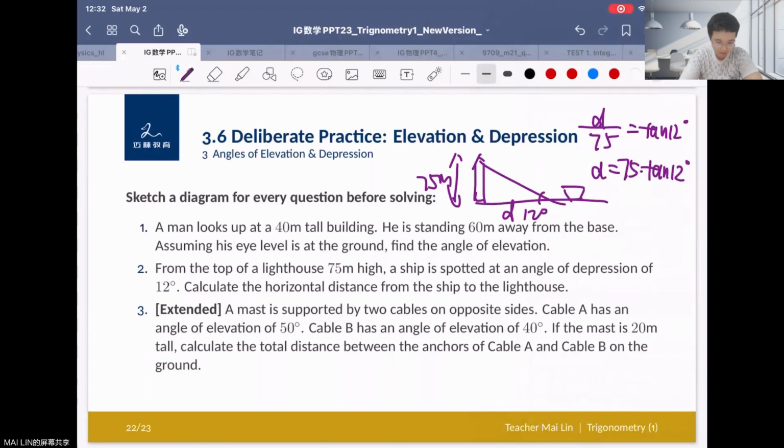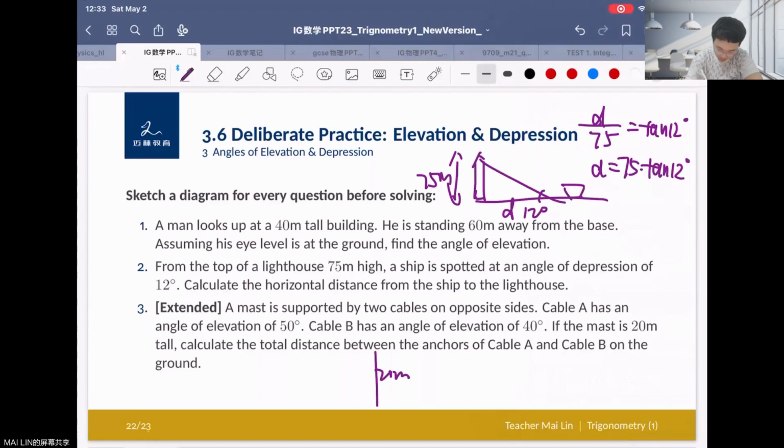And the third problem is that a mast is supported by two cables on opposite sides. Cable A has an angle of elevation of 50 degrees. Cable B has an angle of elevation of 40 degrees. If the mast is 20 meters tall, calculate the total distance between the edges of cable A and cable B on the ground. So we can draw the graph: that is 20 meters, right? This is 50 degrees and this is 40 degrees, okay?